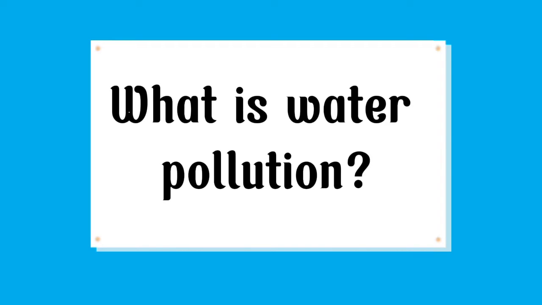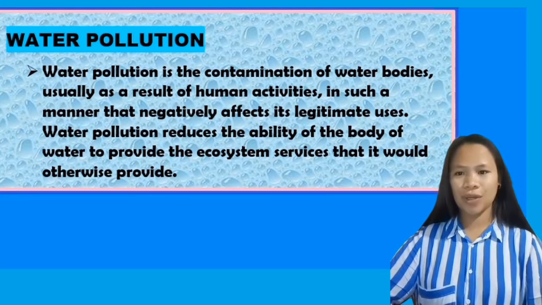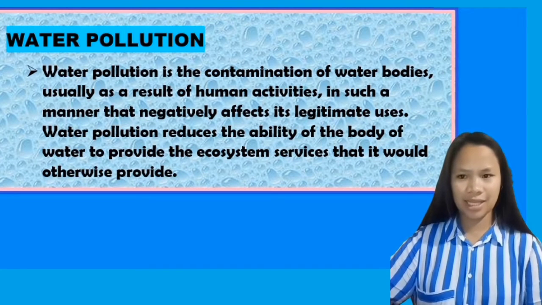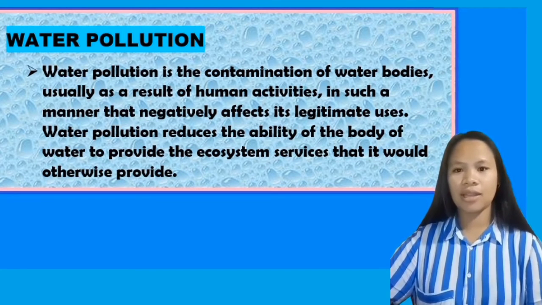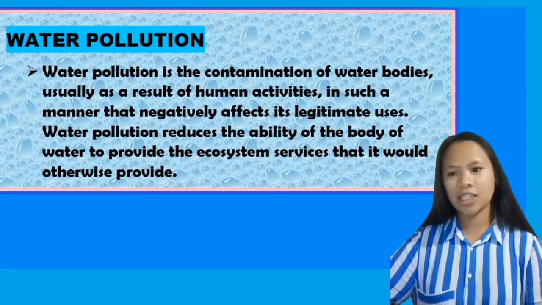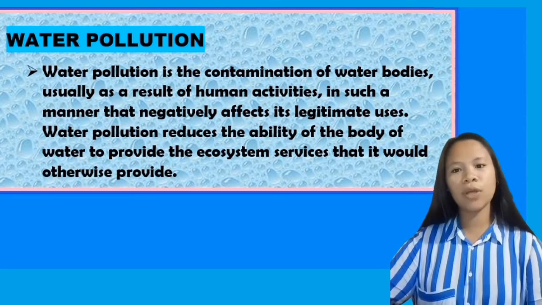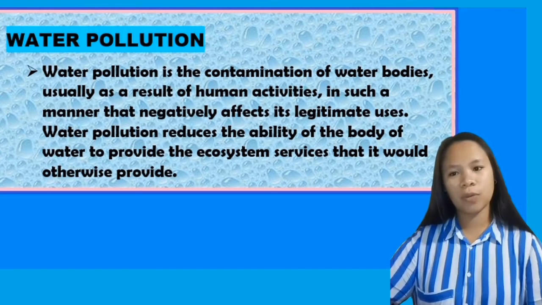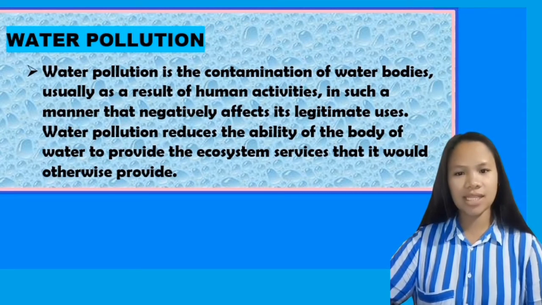What is water pollution? Or what are the main sources of water pollution? Water pollution is the contamination of water bodies, usually as a result of human activities, in such a manner that negatively affects its legitimate uses. Water pollution reduces the ability of the body of water to provide the ecosystem services that it would otherwise provide.